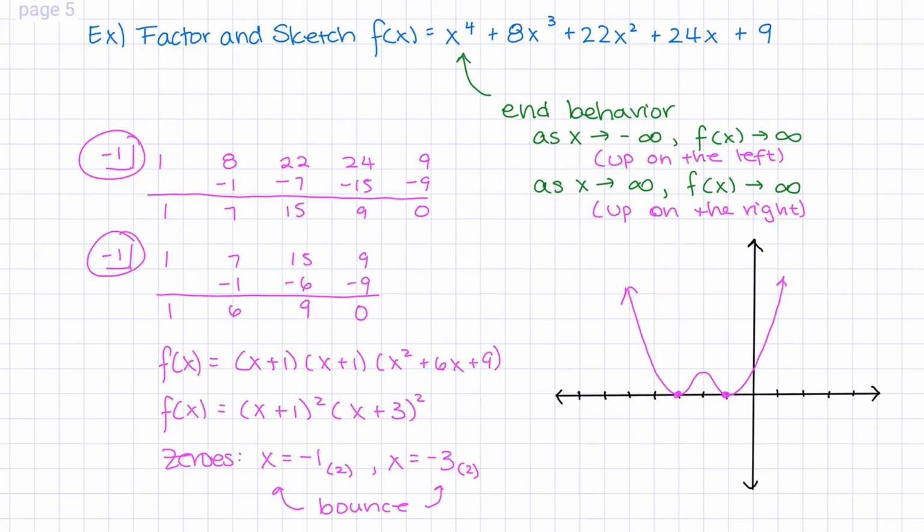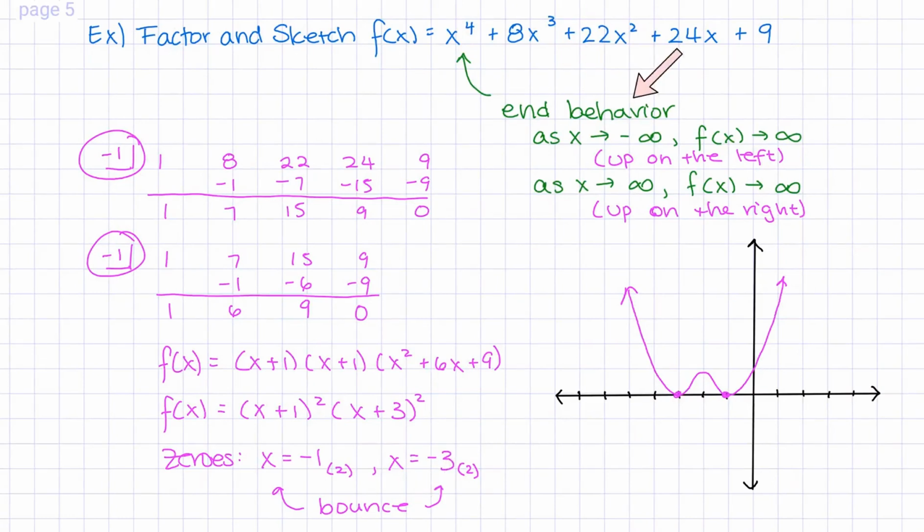But at this point, I was down to a quadratic. I could factor that without doing synthetic division. So I found this is what it factored into. And so now I know that those were my zeros. They each had a multiplicity of 2, which is even, which means the graph is going to bounce.